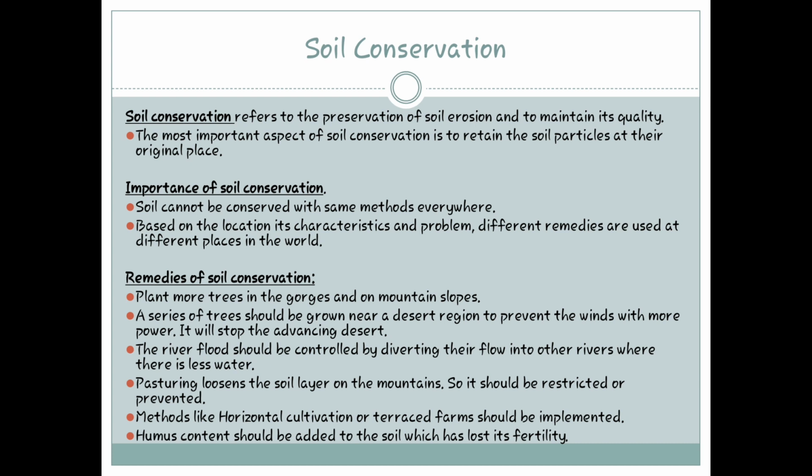Another method is, in hilly areas, we can practice horizontal cultivation or terrace farming so that soil erosion will be prevented and we can conserve the soil. And the last one is humus content should be added to the soil which has lost its fertility. The topmost layer is losing its humus content, the fertility. We can add fertility by putting manures, humus, and we can prevent the soil erosion.